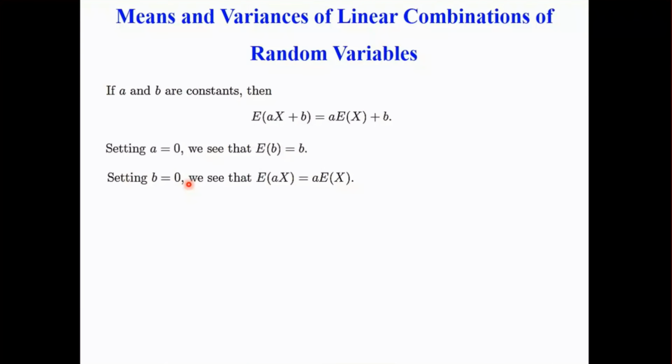If you set b equal to 0 here, then ax will remain, and what will we get? The expectation of ax. So for the expectation of ax, the constant is taken outside, and this formula becomes a into expectation of x.